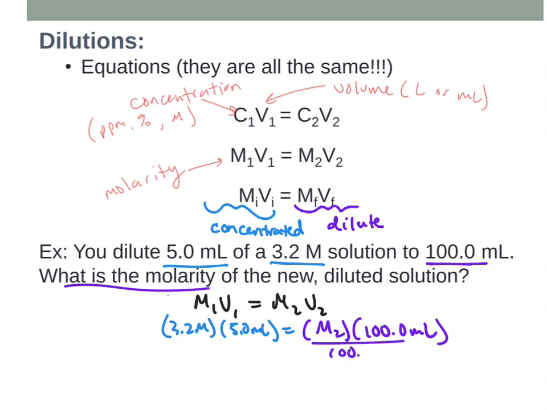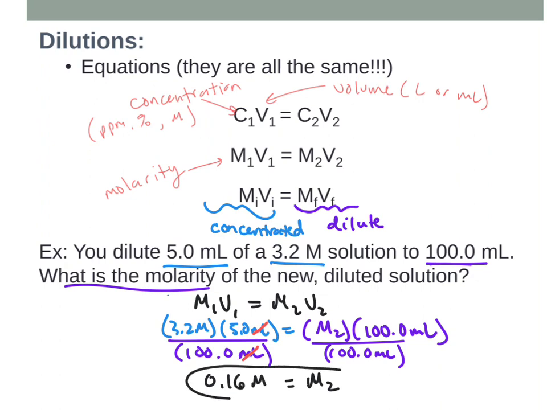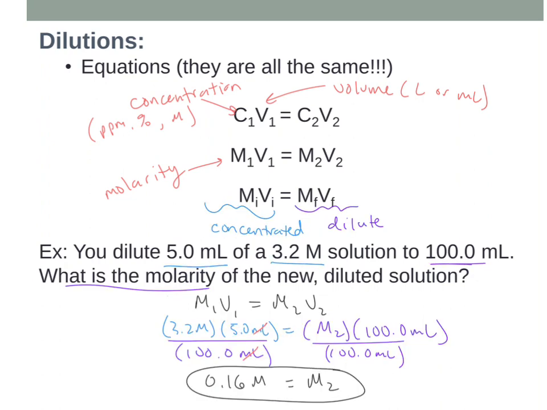So I do that by, again, just doing basic algebra. I'm going to divide each side by 100 milliliters. And I should keep my sig figs. So now you'll notice that my units cancel, right? Milliliters cancel with milliliters. I'm left with big M. And if I do that math, I find that M2 is going to equal 0.16 molar, right? If I do this math, that's what I would get.